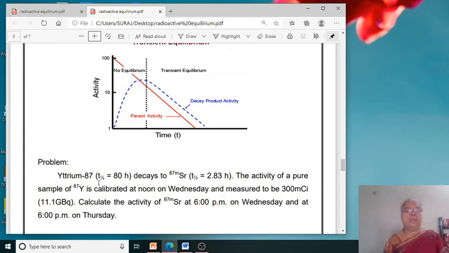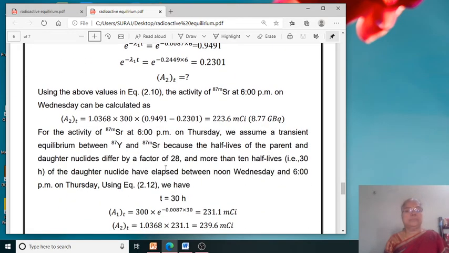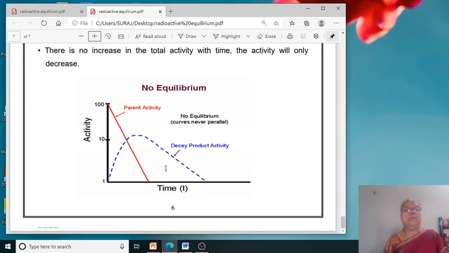An example of this: yttrium-87 decays to strontium-87. The activity of a pure sample of yttrium is calibrated. That means here, between yttrium and strontium, there is a transient equilibrium.